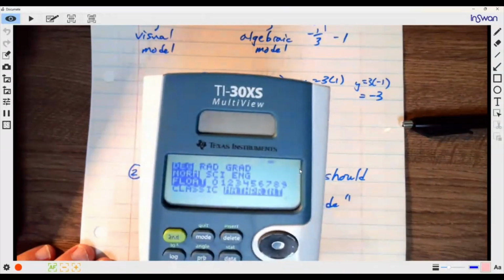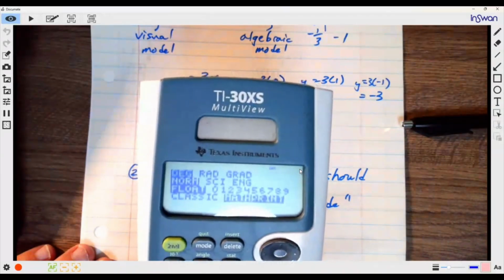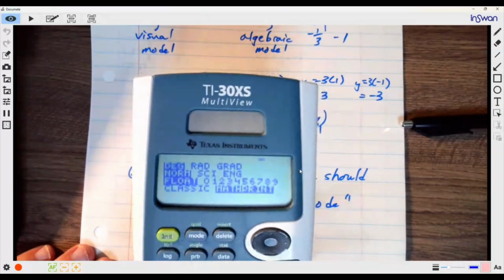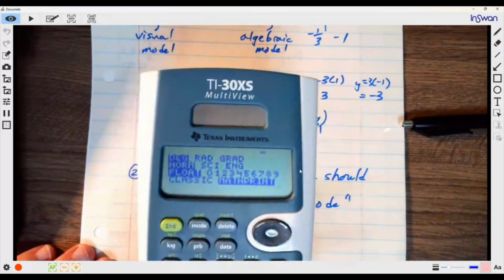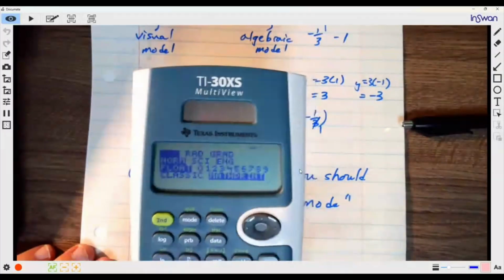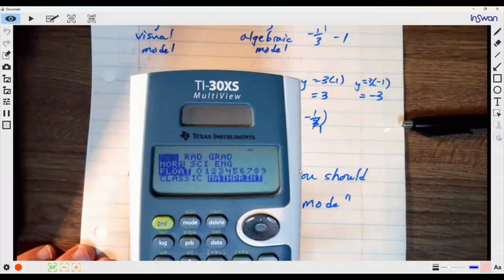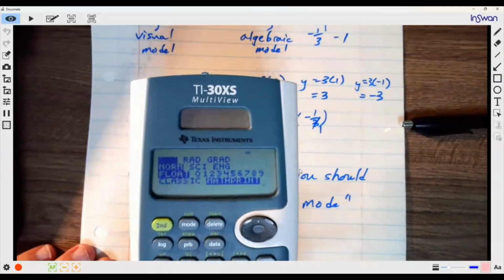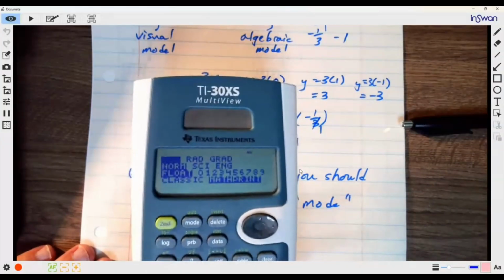DEG for degrees. Then NORM, SCI, and ENG. You can set this calculator for scientific mode. You can set it for engineering mode. You can set it for normal mode. 99.999% of the time, you can just leave it right there on normal mode.